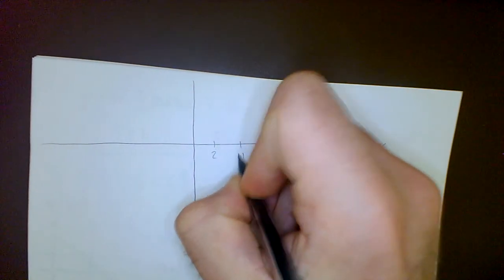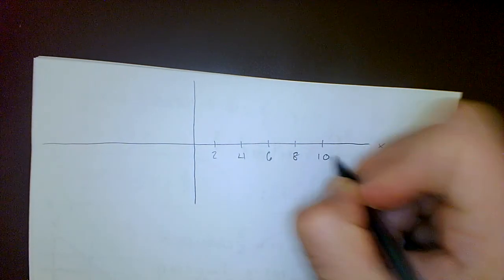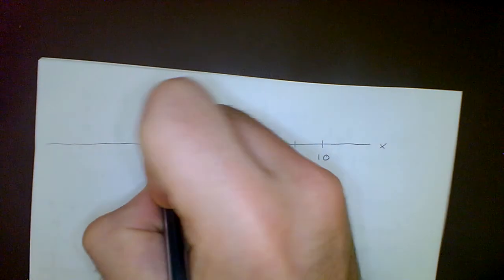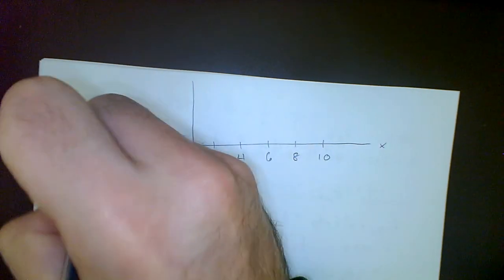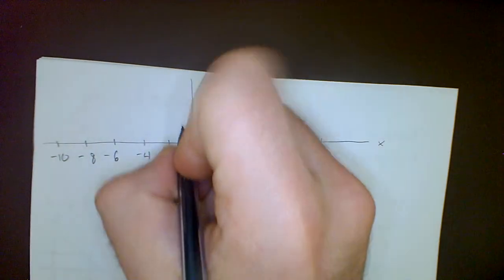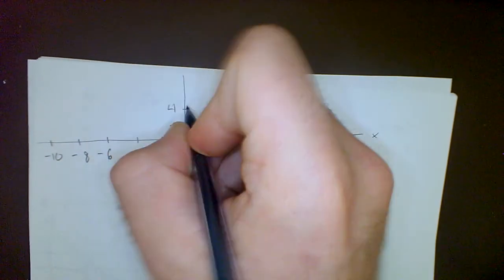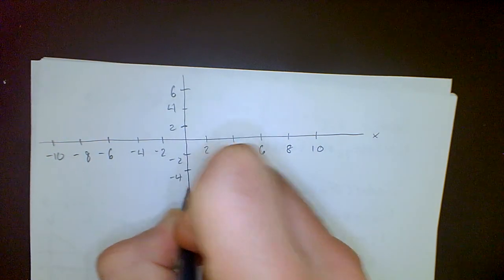So let's go ahead and draw our graph here. So instead of going up by 1s on the x, I'm going to go up by 2. So I got 2, 4, 6, 8, 10, and -2, -4, -6, -8, and 10 over here. And we'll go 2, 4, 6, -2, -4, -6. So that's the y.